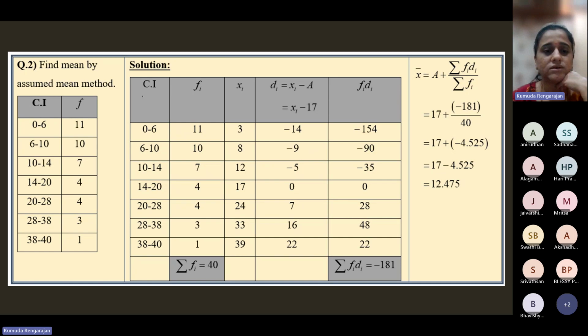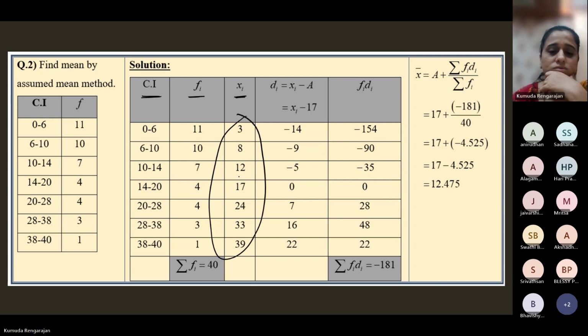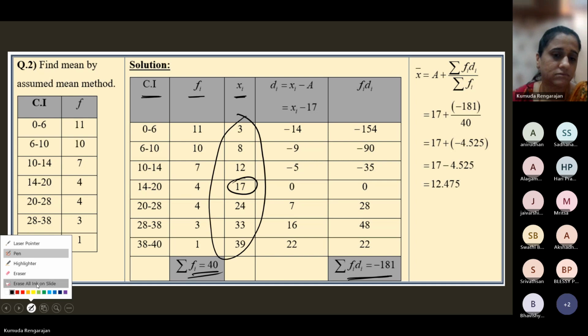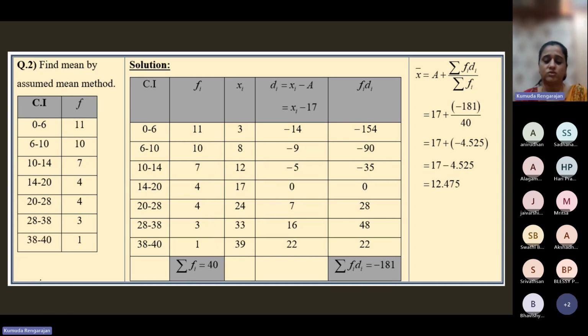So we know this. Write out the class intervals, frequencies, generate the class marks. From this, take the middlemost value. I've taken 17. Find the di values, then find the fi di column. Substitute the values in the formula. So this one also you should not have any questions.